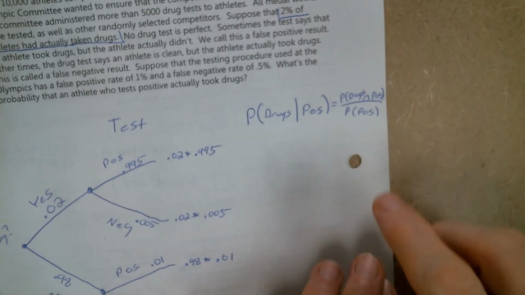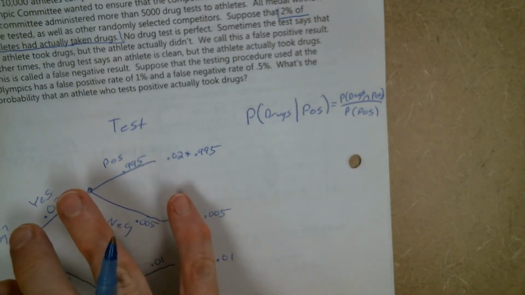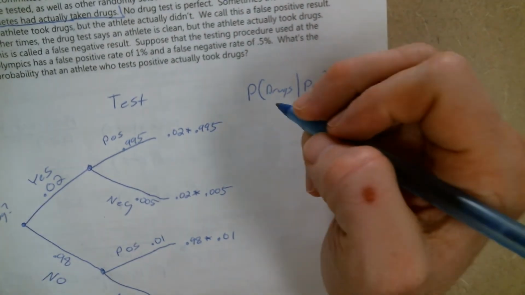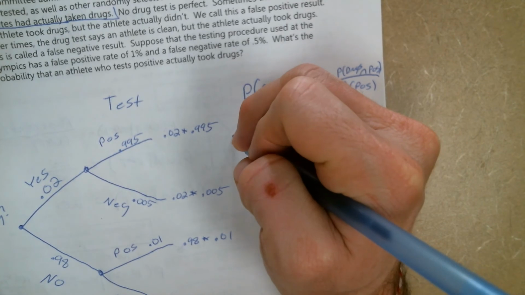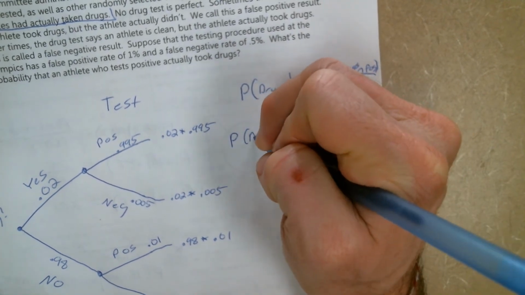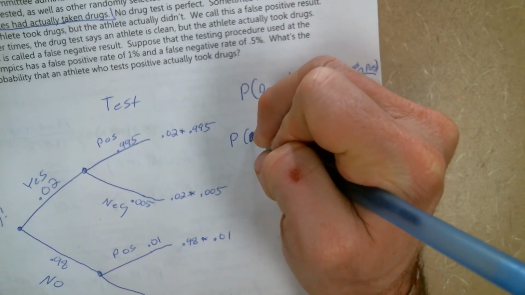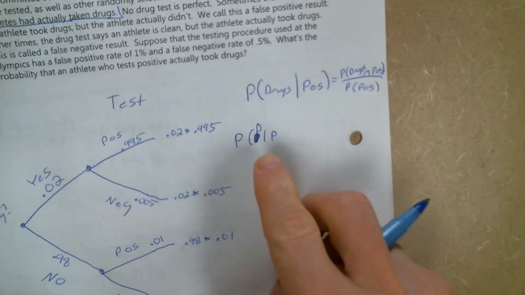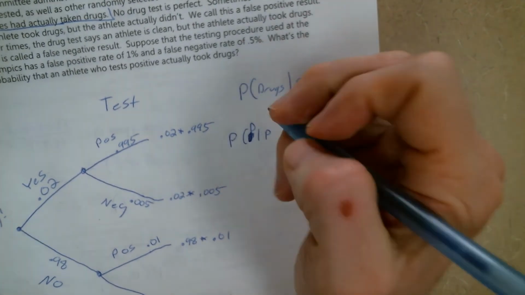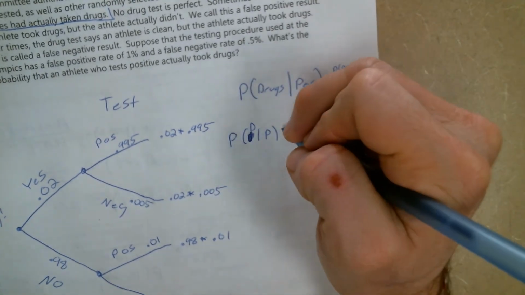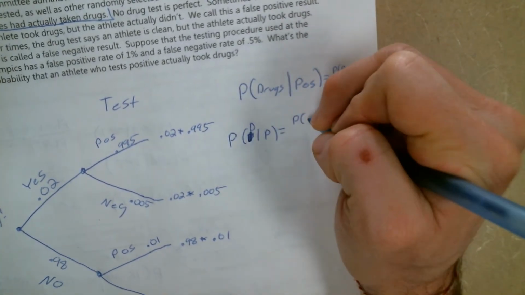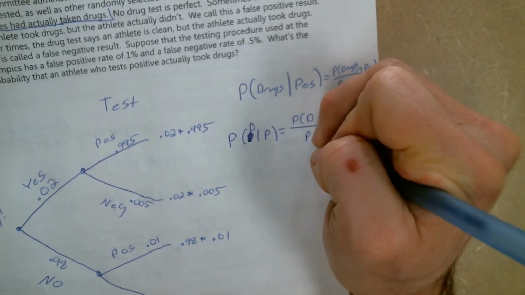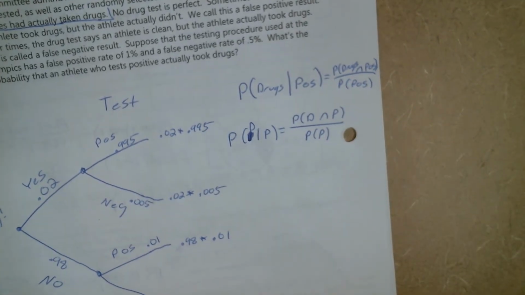I've got to space these things out better. Too much room over here, not enough room over here. So let's abbreviate that and slide it over a little bit here. The probability of D given P, or the probability of taking drugs given that you tested positive, equals the probability of taking drugs and testing positive over the probability of just testing positive.